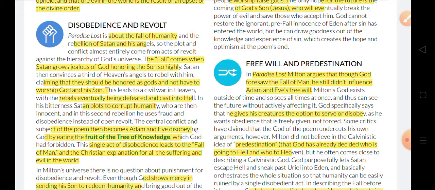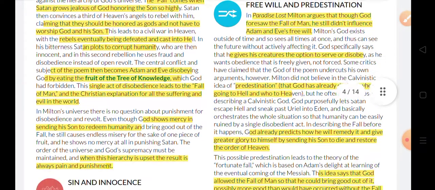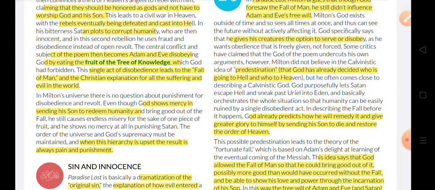So he plots to corrupt humanity. As he couldn't defeat his creator, God, he tried some other means to harm his enemy, that is God. So he plots to corrupt humanity. And the subject of the poem becomes Adam and Eve disobeying God by eating the fruit of the tree of knowledge, which God has forbidden.